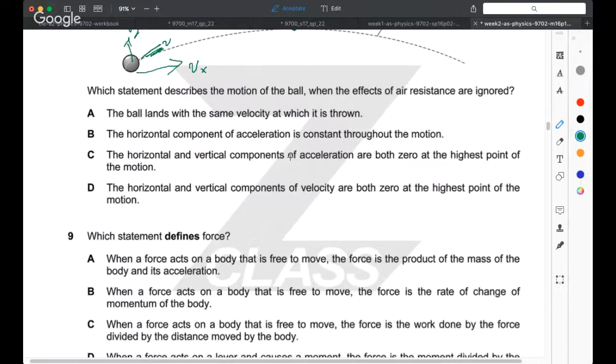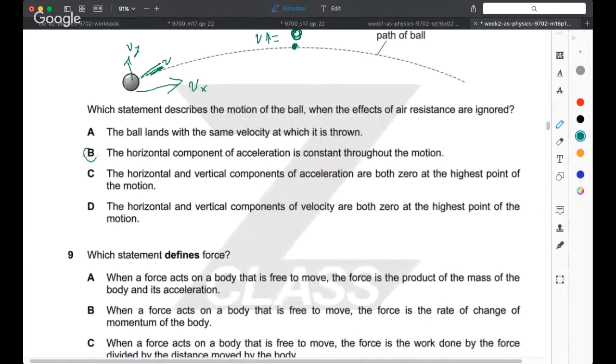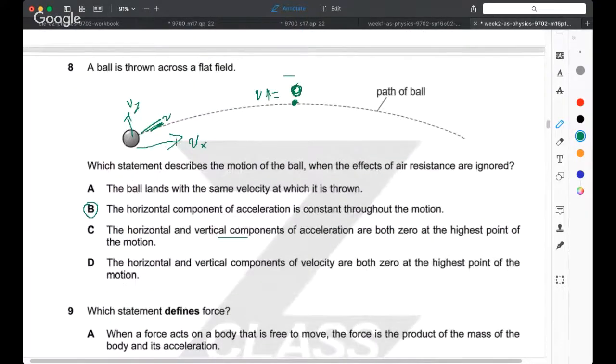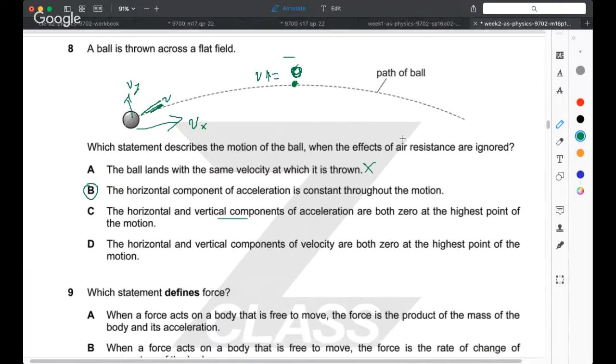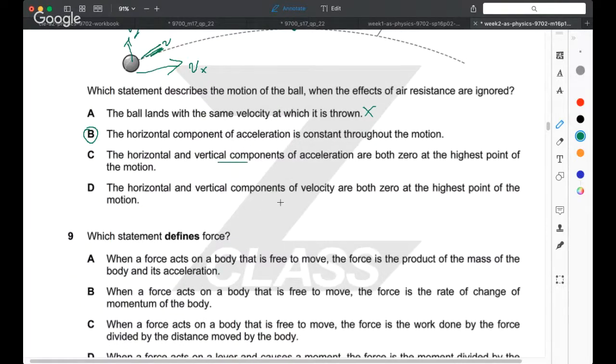So the answer must be B, because the vertical component is 0, but the horizontal is preserved. There is nothing that is stopped throughout. That's why it's B, because it's constant throughout. This is not true, because there are no steps in velocity. And here you don't. This is not true because the horizontal velocity, nothing happens. This is not true as well.